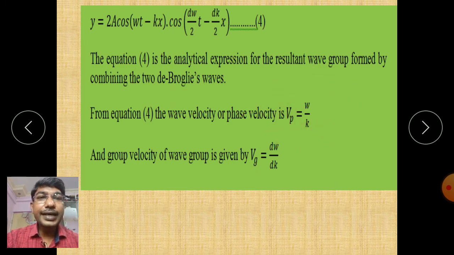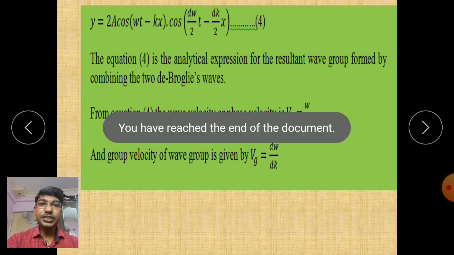Again, the same thing here. You equate this expression to zero, therefore (dω/2)t is equal to (dk/2)x. Therefore x by t is equal to dω upon dk, and this is called group velocity. Group velocity Vg is equal to dω upon dk. This is the group velocity.